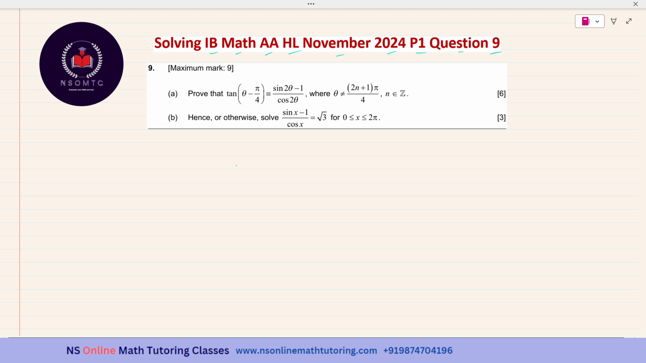So without any further delay, let us start to solve this question number 9. The maximum mark is 9. Part A is saying prove that tan(theta minus pi over 4) is equivalent to (sine 2 theta minus 1) over cos 2 theta, where theta is not equal to (2n plus 1), that is any odd multiple of pi over 4, and n is an integer. It contains 6 marks.